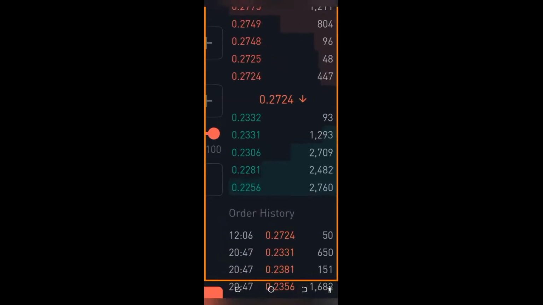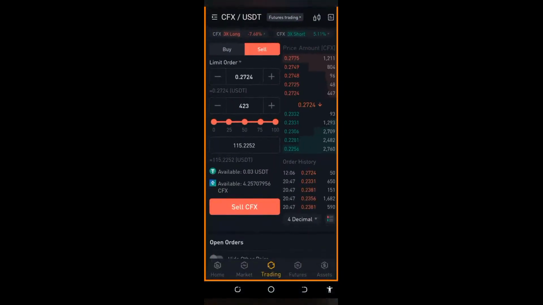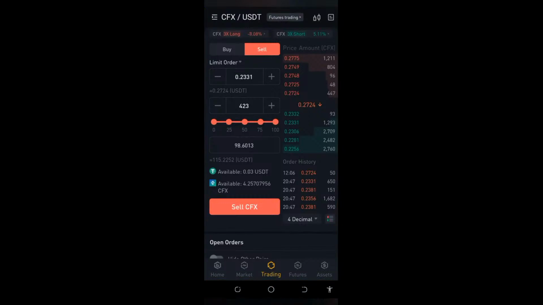Now, do we have anyone that can give us 423? The second green is 1,293 pieces, right? But don't forget that the amount we want to sell is 0.2724 to give us that. Now, can you see what we have here? We've got 0.2332 as the first leg and 0.2331. That's where the issue is, right? So if I click on the second one, in fact, let me click on the first one. The first one already shows me I'm going to make a loss.